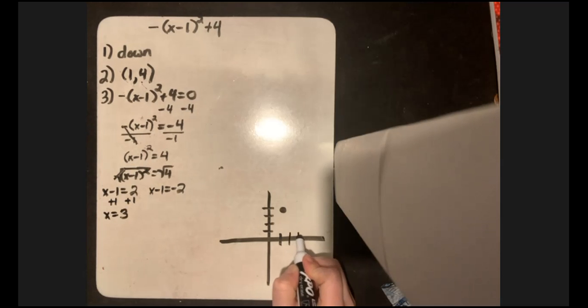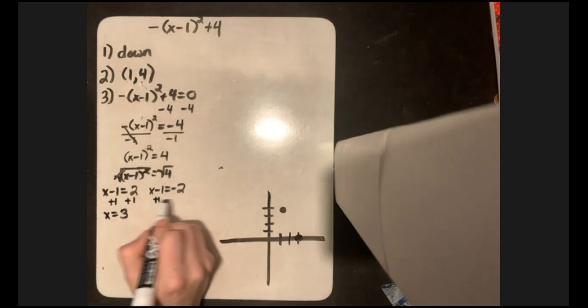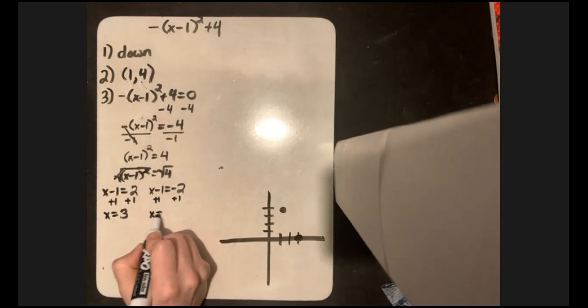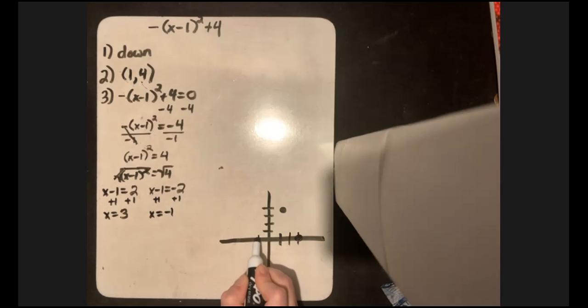So I'm going to go add that spot on my graph right there. I'm going to add 1 here. It's going to give me -1. So I'm going to go add that dot over here.